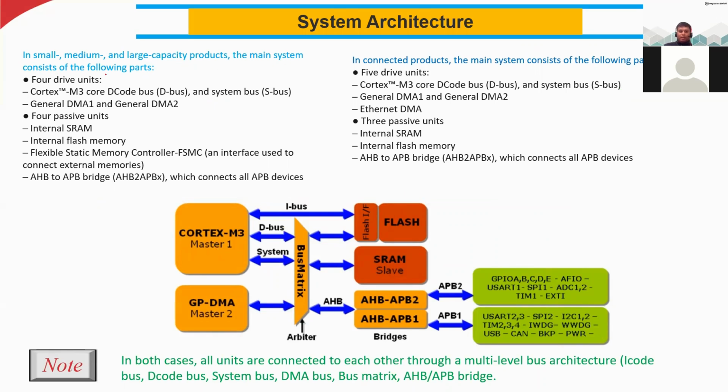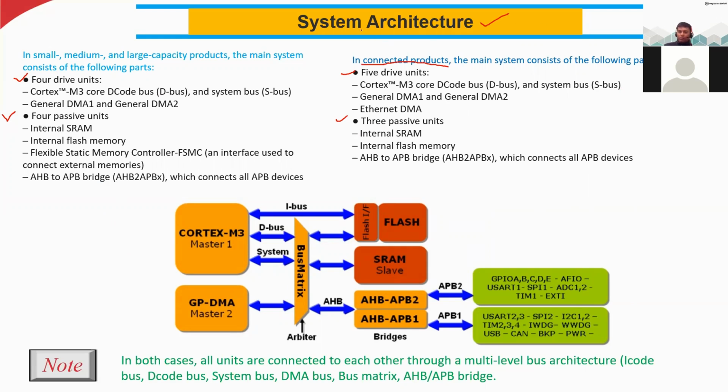The main system consists of the following parts. For example, it has 4 drive units and 4 passive units. But here you can see in some other connected and complex products, the main system consists of 5 drive units and 3 passive units. So it's different. It's really based on the application where you are going to use the microcontroller. You have to choose the right system architecture.